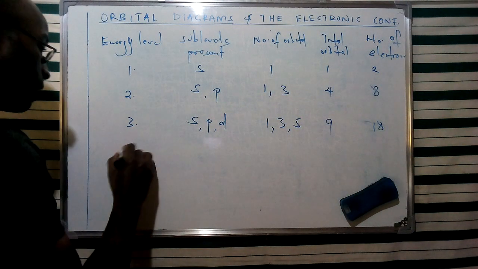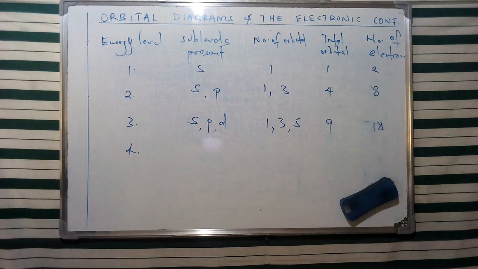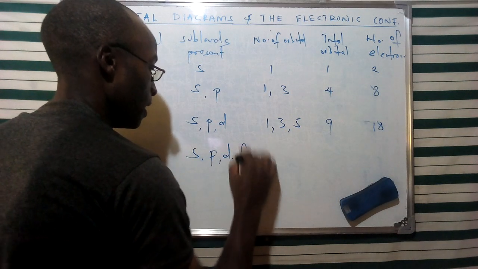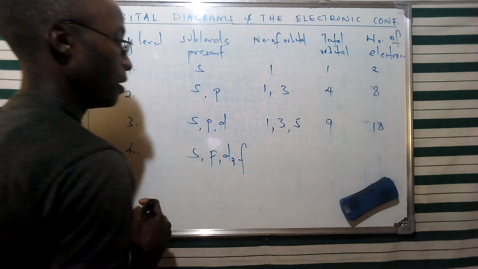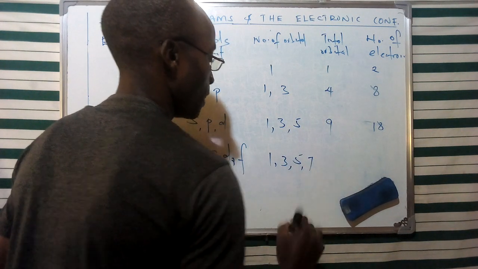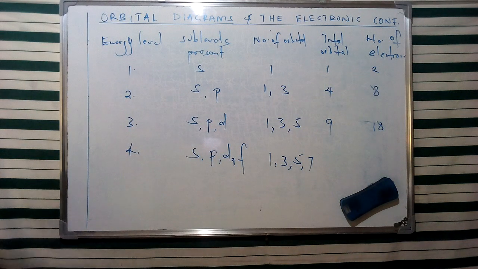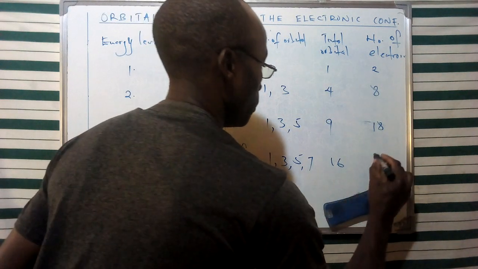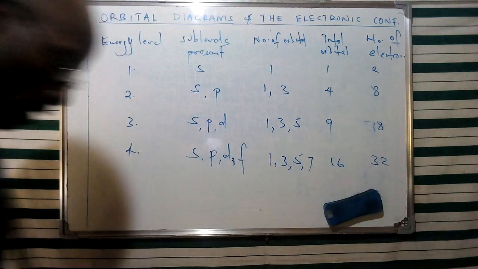And then lastly, we shall have the fourth energy level, and this is going to consist of 4 sublevels: s, p, d, and f. And these are going to be 1, 3, 5, and 7 for the total number of orbitals arranged in that specific order for the sublevels. And then we shall have 16 orbitals in total, which are going to consist of a maximum of 32 electrons.